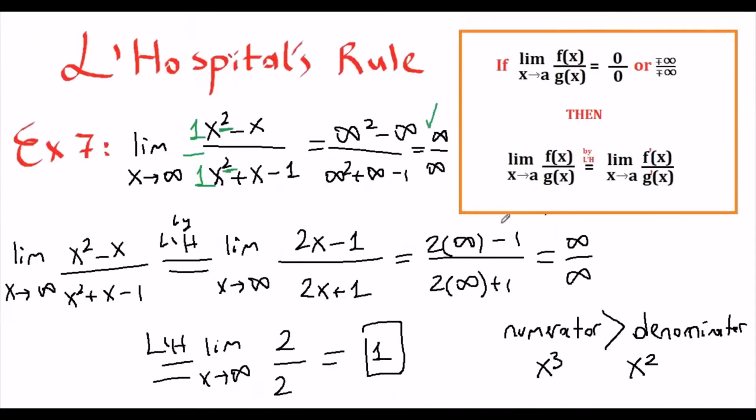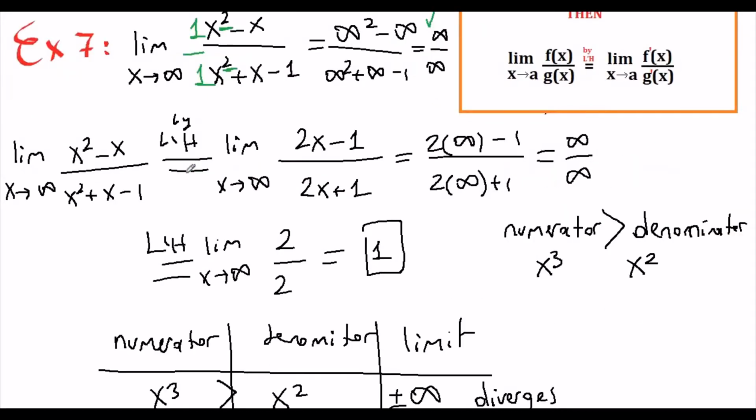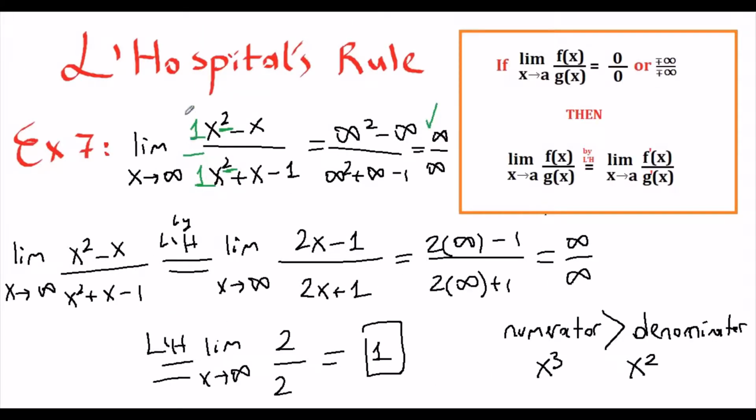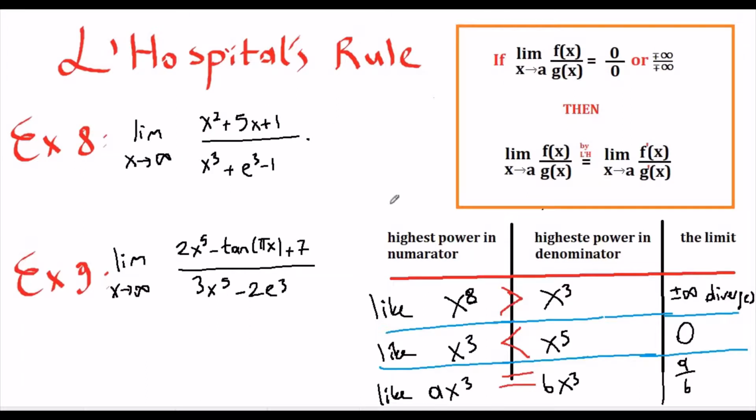So in our case, our highest power is x squared, so we take the ratio of the coefficients. When do we use this? When x is approaching infinity or negative infinity. So this practical information will be useful to take the limit very fast. Let's check another example. We have just learned a very practical piece of information: if the highest power in the numerator is greater than the highest power in the denominator, then our limit diverges. If the highest power in the numerator is less than the highest power in the denominator, then our limit approaches zero. If they are equal, then we take the ratio of the coefficients.